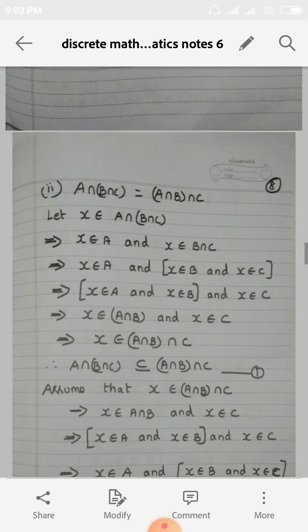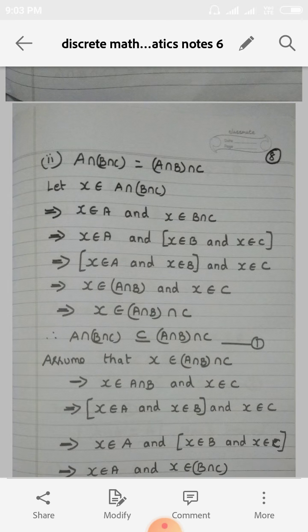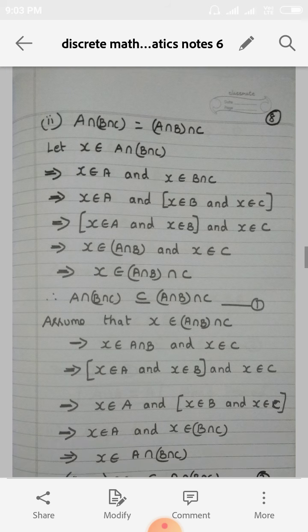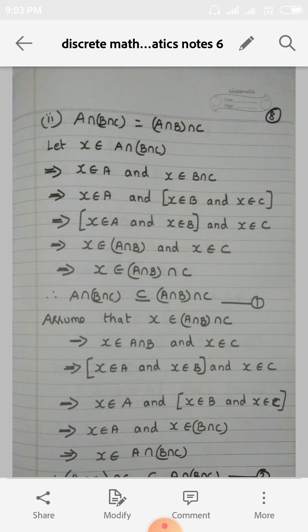And the next step, we have to group the first two terms, that is x belongs to A and x belongs to B. The next step is nothing but x belongs to A and x belongs to B can be written as x belongs to A intersection B. The next step, x belongs to A intersection B intersection C. So what we get: A intersection of B intersection C contains or equal to A intersection B intersection C. Mark it as number 1.